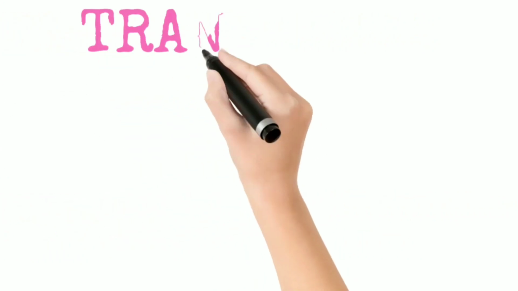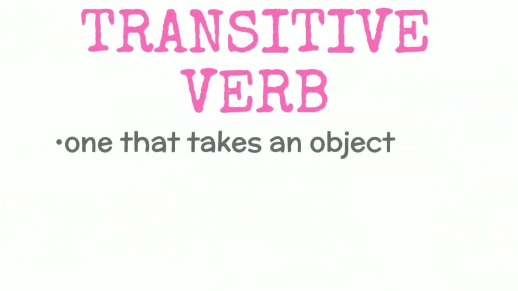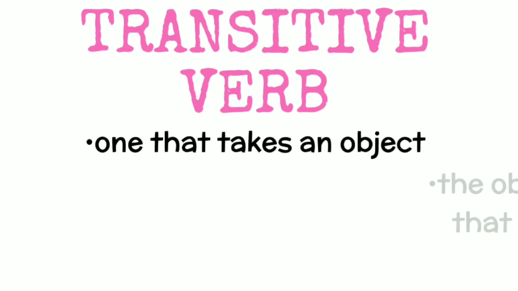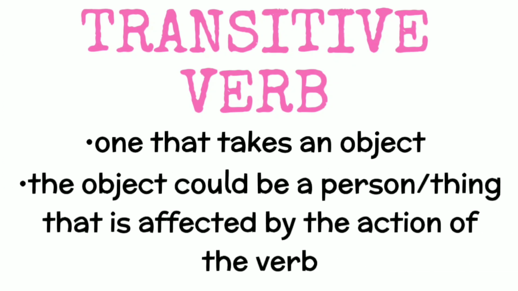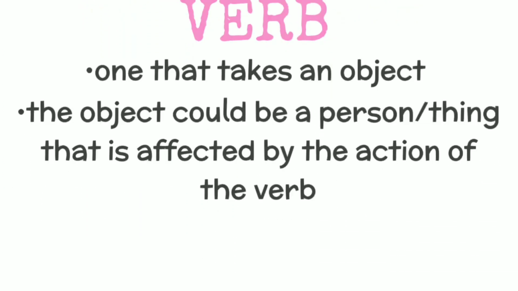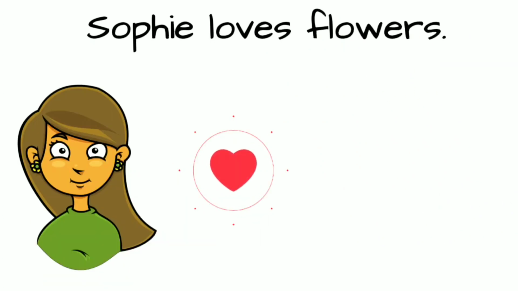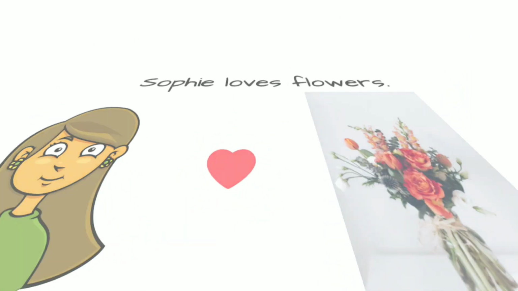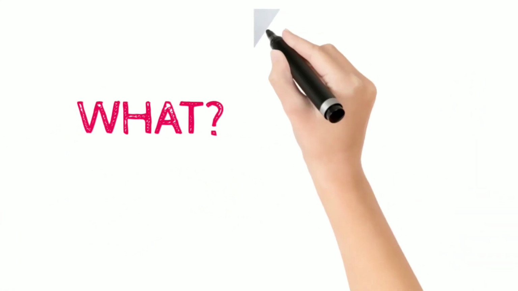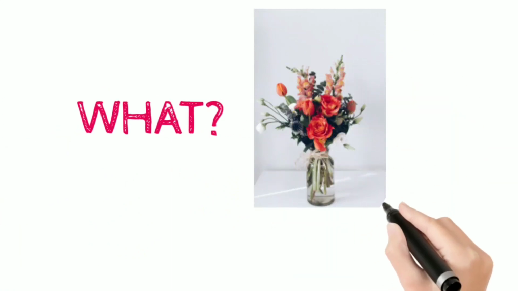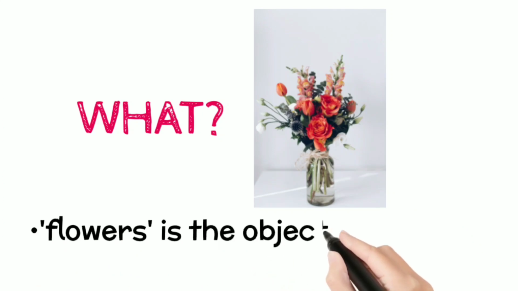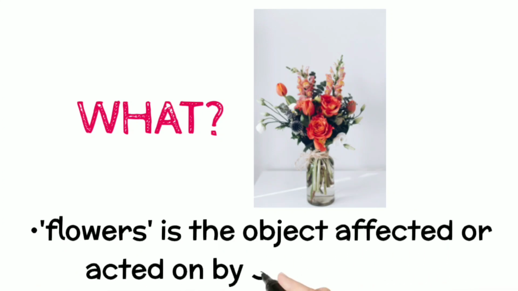A transitive verb is one that takes an object. The object could be a person or thing that is affected by the action of the verb. For instance, Sophie loves flowers. What does Sophie love? Flowers. So in this sentence, the word flowers is the object affected or acted on by Sophie's love, the verb.